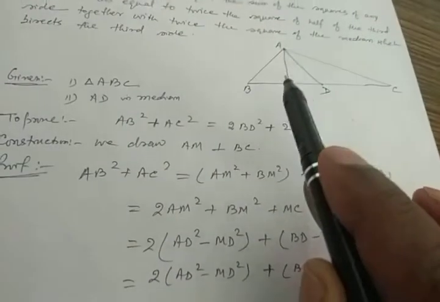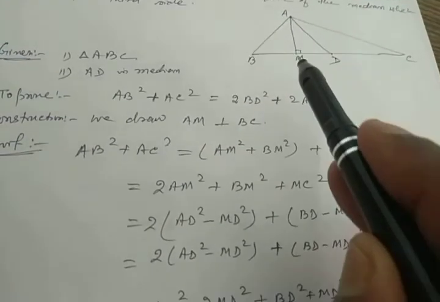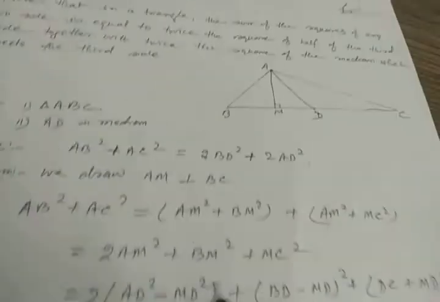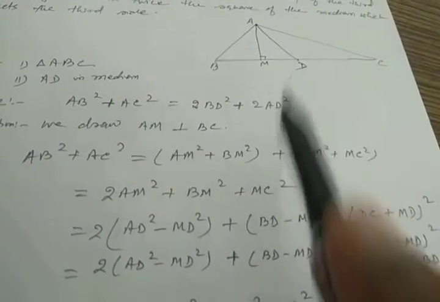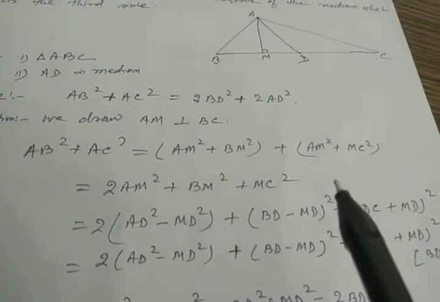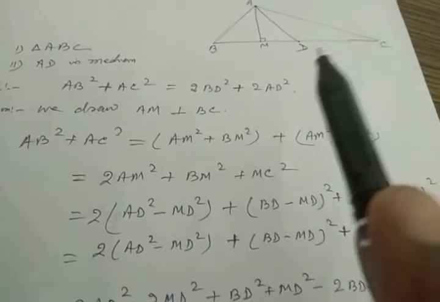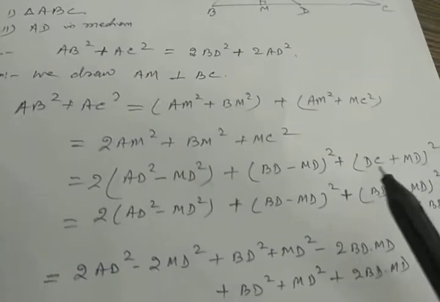Now, this AM square can be converted. Just see the triangle AMD. AM square can be written as AD square minus MD square. Is it clear? Now this BM can be written as BD minus MD, so BD minus MD the whole square. And now MC can be written as MD plus DC, so DC plus MD the whole square.